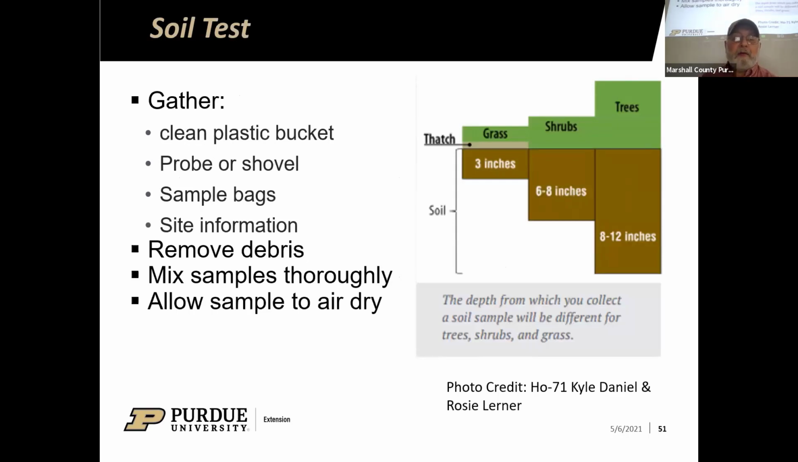And then when we're gathering the soils, we need to make sure that what we're using is clean. We need to make sure that the plastic bucket has not been used for something else that could impact the results. We don't want rusty tools to collect our soil. The sample bags you can get from the extension office, or just use a clean plastic bag until you can get it into a container to send it off to the lab. We need to gather site information on determining how to sample it.